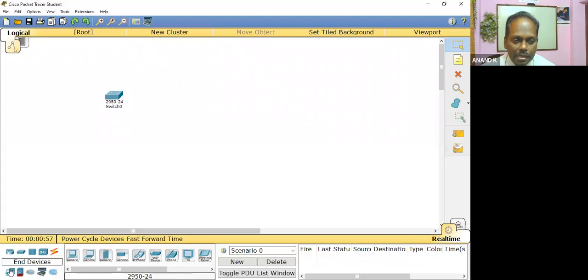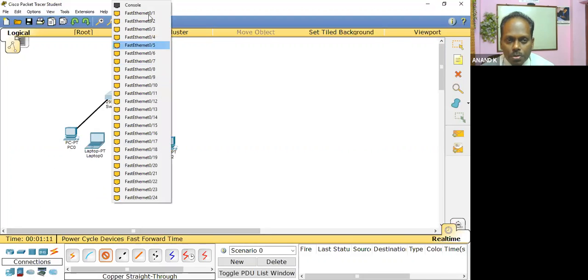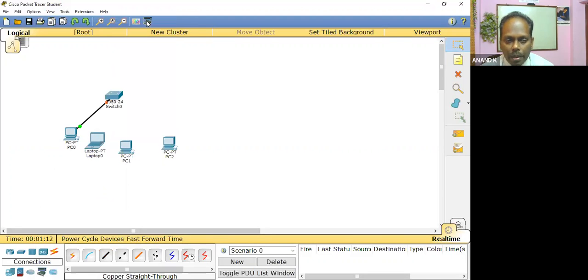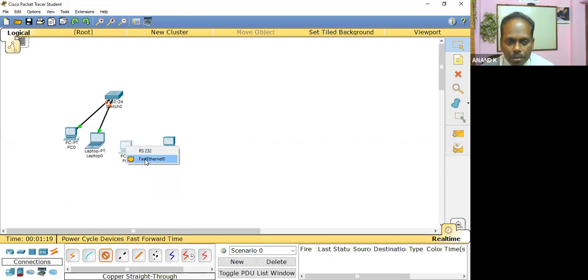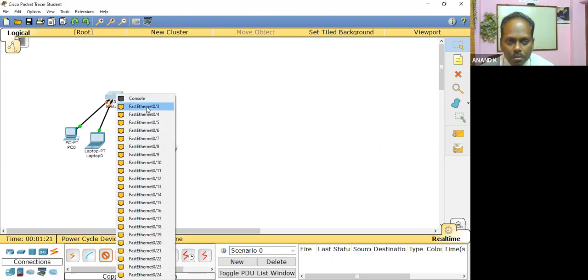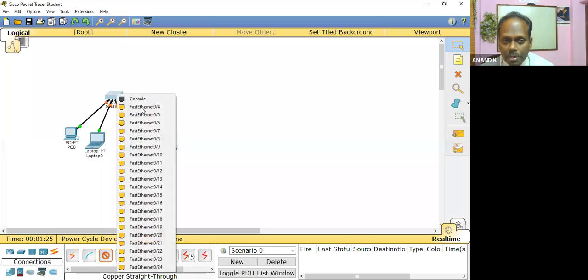I am just connecting some systems, maybe 1, maybe 2, maybe 3. If you have more time, you can connect more also. I'm not using a router now. I'm just connecting to the switch. This is port 1, this one I'm connecting to port 2, and this one to port 3. Just watch this, then you'll understand VLANs very clearly.